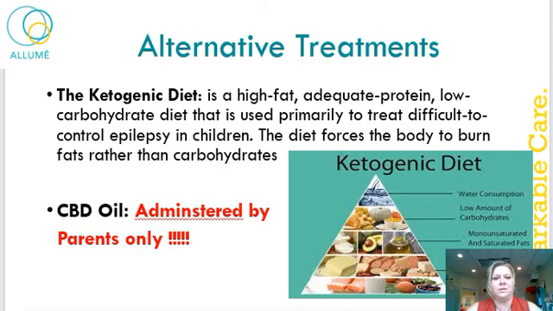Another alternative treatment you may encounter is the ketogenic diet. It's a high-fat, adequate protein, low-carbohydrate diet that is used primarily to treat difficult-to-control epilepsy in children. The diet forces the body to burn fats rather than carbohydrates. This is a little pyramid of the ketogenic diet. At the top, you have water consumption, low amount of carbohydrates, monounsaturated and saturated fats, and the largest amount of proteins.